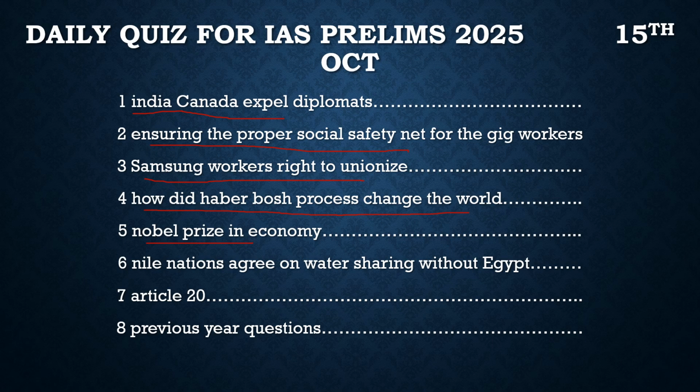And then another article which was in the news is about the Nile nations agreeing on water sharing without Egypt. This is also one of the major issues there. So we will discuss a question on the Nile waters and get more idea about it. After that, we will solve a question on Article 20, and finally we will move to the previous year questions.